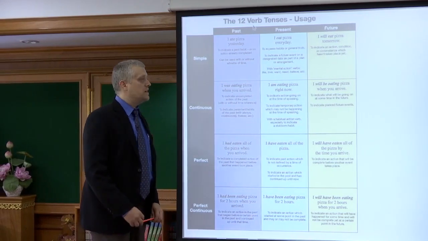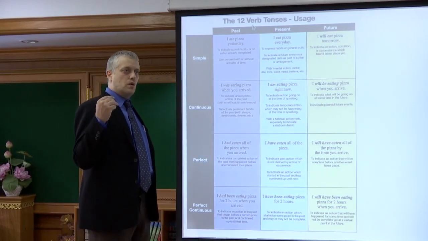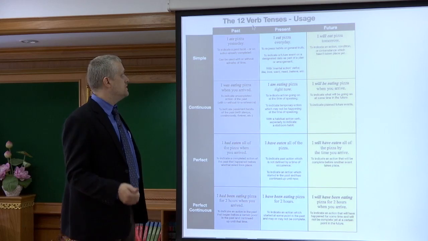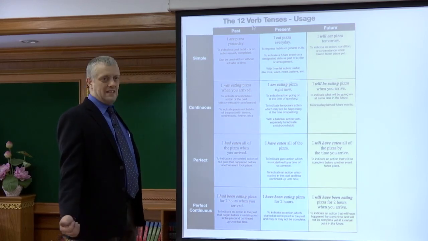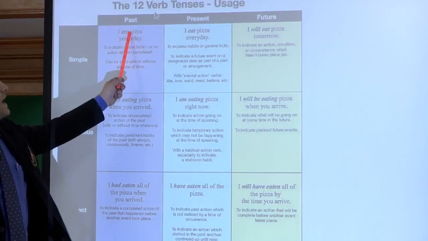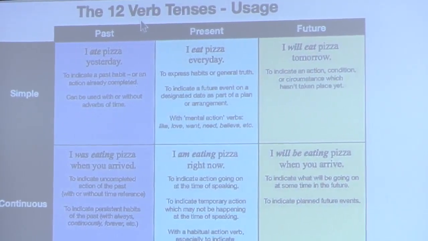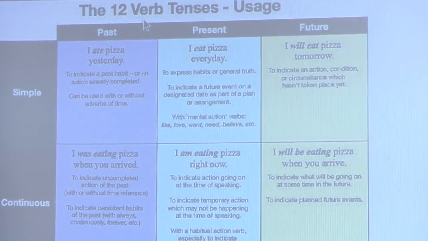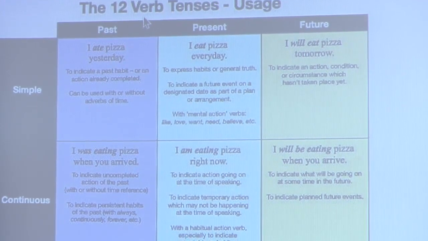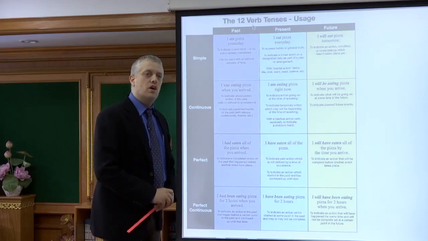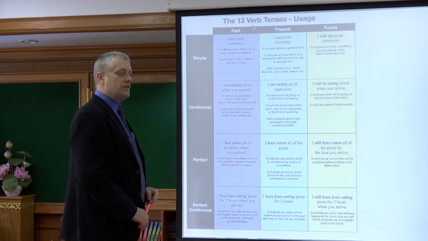Just always remember, ask yourself, when did it happen? Or when is it happening? Did it happen in the past? Is it happening now? Or is it happening in the future? These are the 3 times. Now we have 4 concepts of tenses.